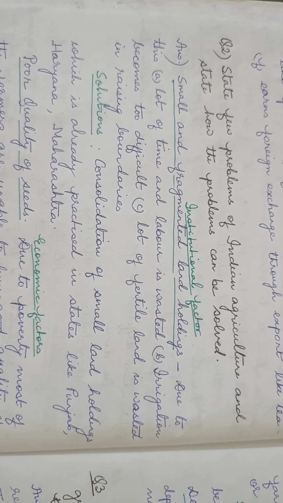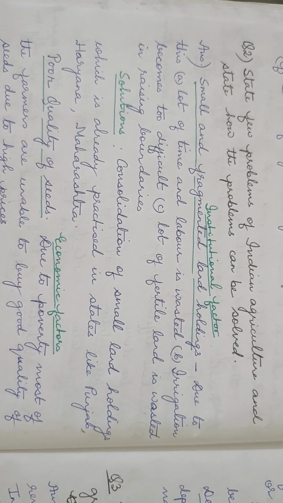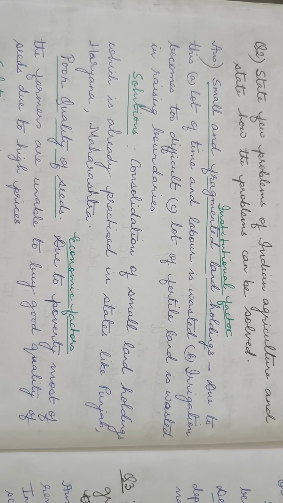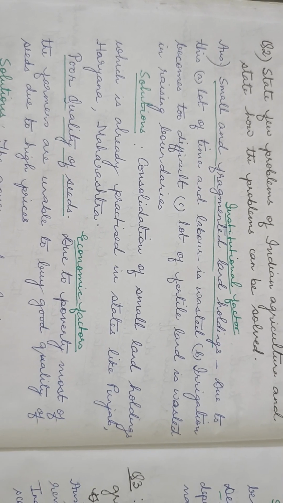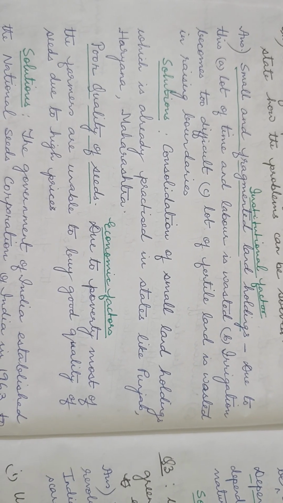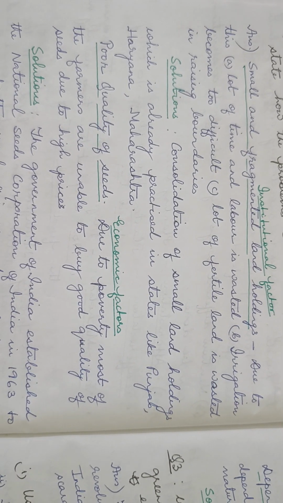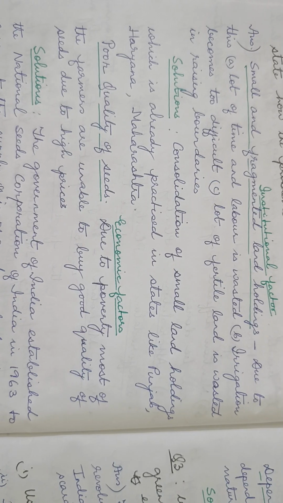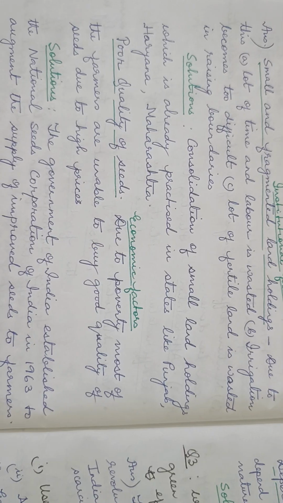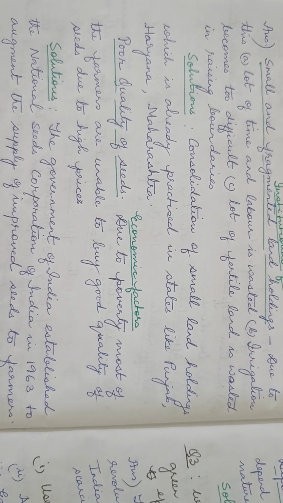Now, economic factors. One, poor quality of seeds. Due to poverty, most of the farmers are unable to buy good quality seeds due to high prices. So, the solution is that the Government of India established the National Seeds Corporation of India in 1963 to augment the supply of improved seeds to the farmers.